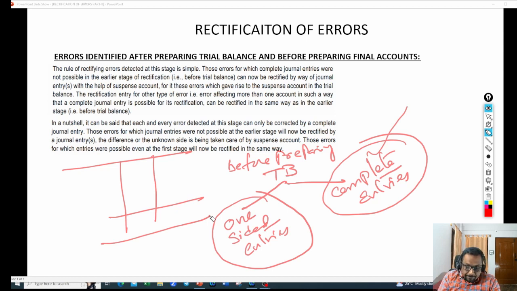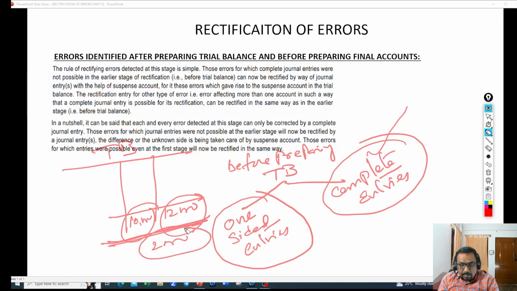For example, debit total is 10,000, credit total is 12,000. You prepared the trial balance. Debit total has 10,000, credit total has 12,000. So here trial balance is not tallied. Trial balance has a difference of 2,000 rupees. This trial balance is not tallied.